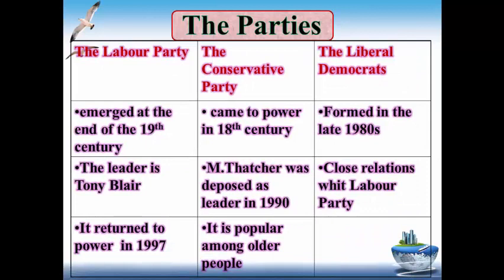And the parties. There are three parties: Labour Party, Conservative Party, and Liberal Democrats. They emerged in the end of the 19th century. The second party was formed in the 18th century, and the Liberal Democrats formed in the late 80s.